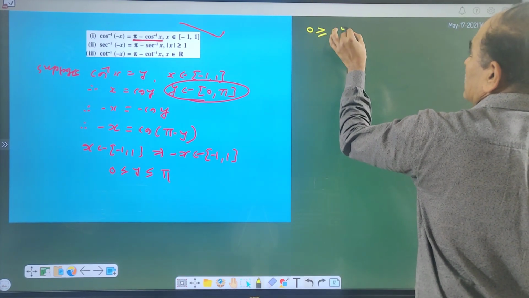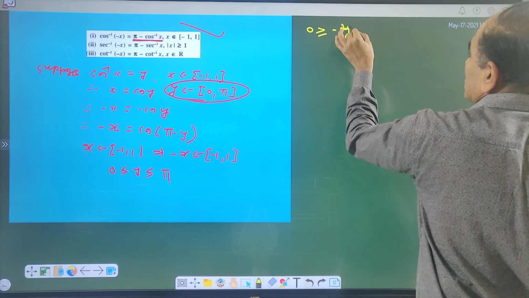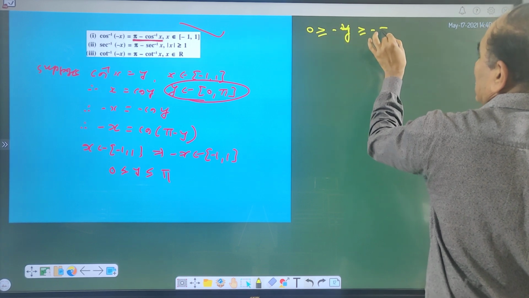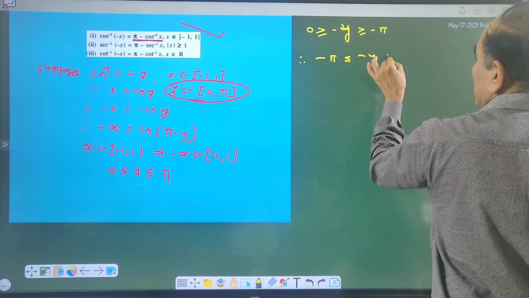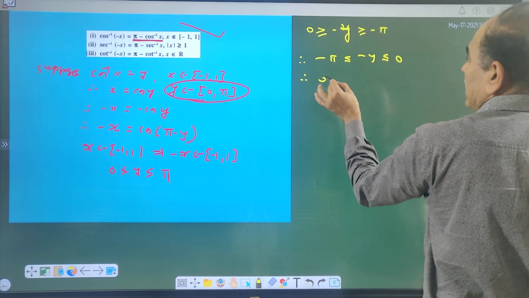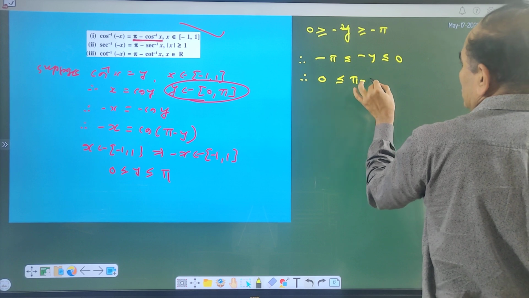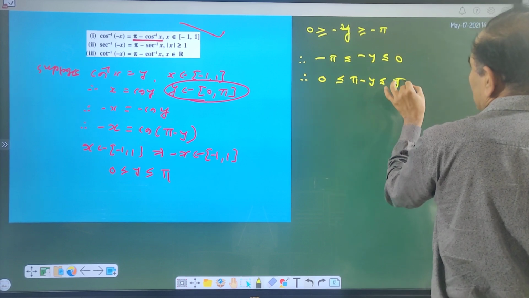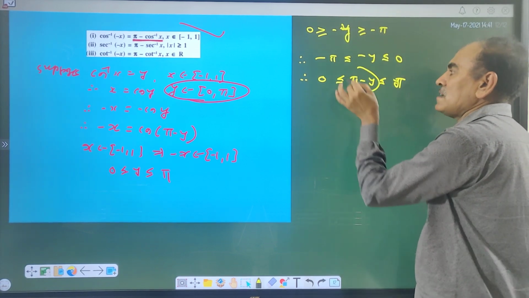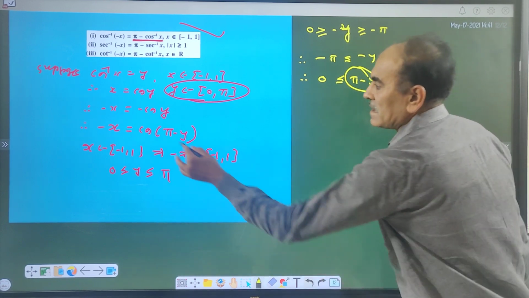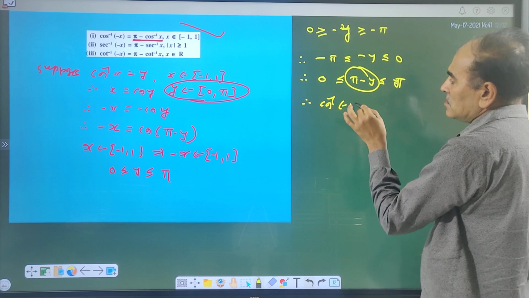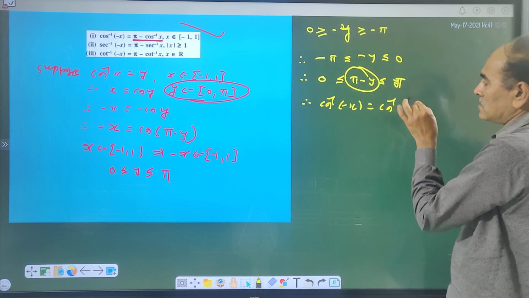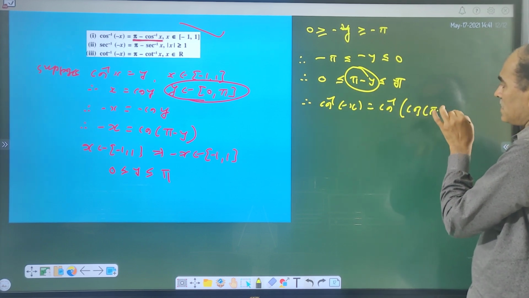And therefore, let us see it. 0 is greater than or equal to minus y, greater than or equal to minus pi. Minus pi less than or equal to minus y less than or equal to 0. Add pi. So pi minus y is less than or equal to pi. Now it is in range. So we can take cos inverse on one side. So cos inverse of minus x is equal to cos inverse of cos of pi minus y.